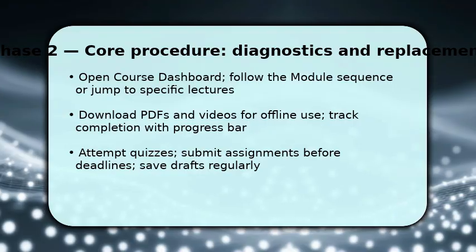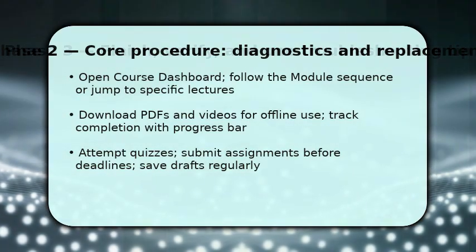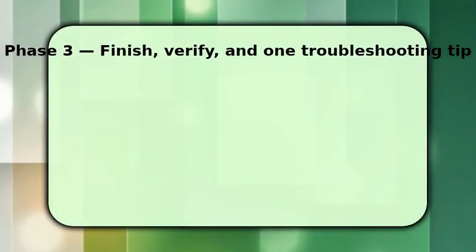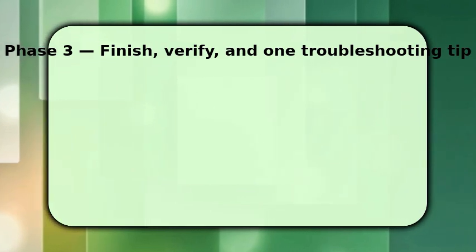If a quiz is timed, allocate enough time to finish. Confirm eligibility criteria. Check required attendance percentage, minimum quiz scores, and that all assignments are submitted. Once results are published, download your certificate from Profile and save the PDF.